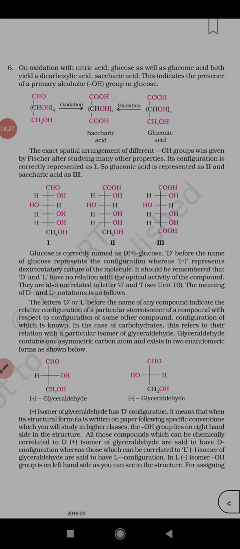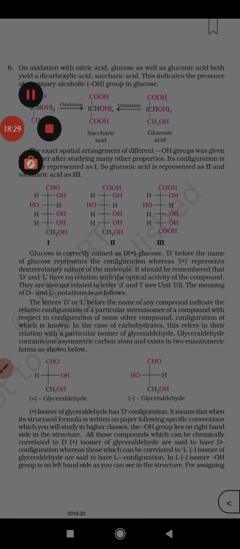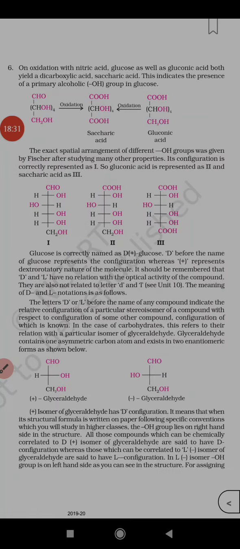The letters D and L do not have any relation with small d and small l. Small d is nothing but plus and small l is nothing but minus. Small d stands for dextrorotatory and small l stands for levorotatory. The glucose is small d, meaning dextrorotatory.